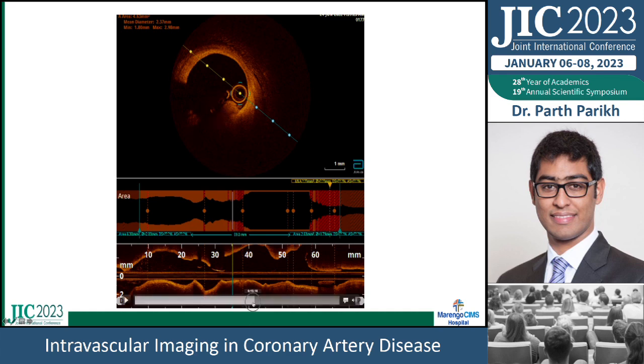a rupture, but you can see that there's something going on, which is likely the culprit lesion, and this might have just embolized distally, which led to the cutoff in the flow.